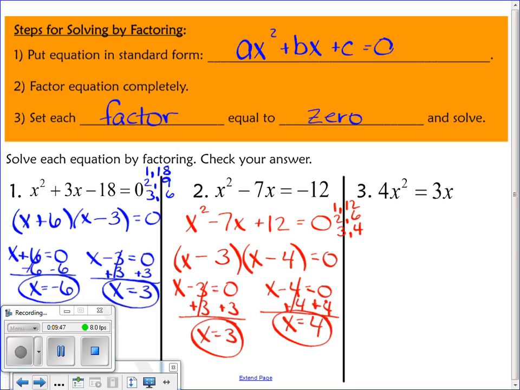All right, how about number 3? Yep, got to move it over, right? We got to set it in standard form. It's got to be equal to 0. So it'll be 4x squared when I move the 3x minus 3x.